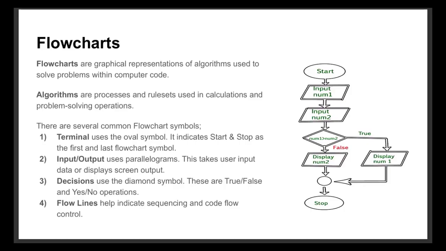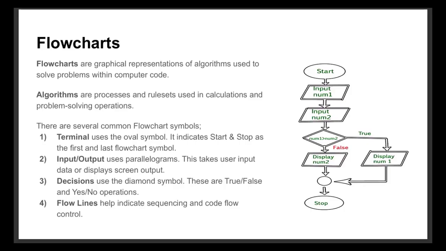The second flowchart symbol to understand is input-output. Input-output is a symbol that uses the shape of a parallelogram. This is where a user will input data in the program, or we will have some type of output that is displayed on our screen. The third type of flowchart symbol is a decision. This is going to be in the shape of a diamond.